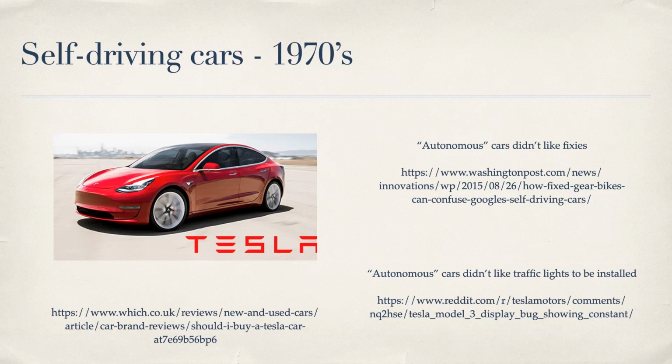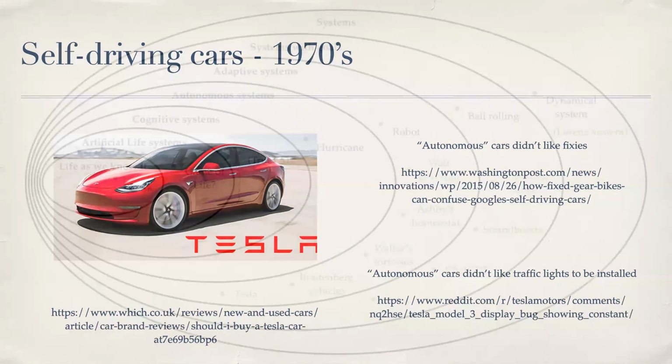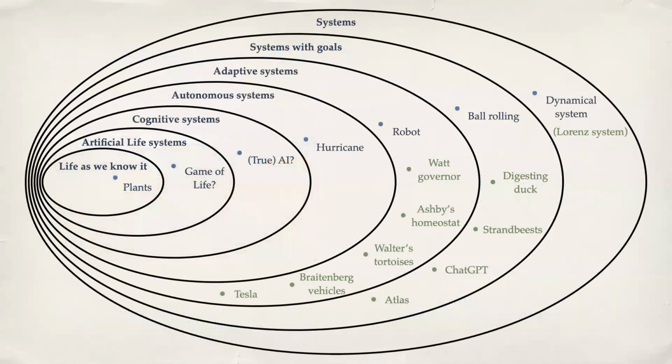Second example, again, you will probably find that funny. There's a nice video. I'll leave it to you in case you want to check later. Tesla: it's adaptive, it's not autonomous, in my sense.